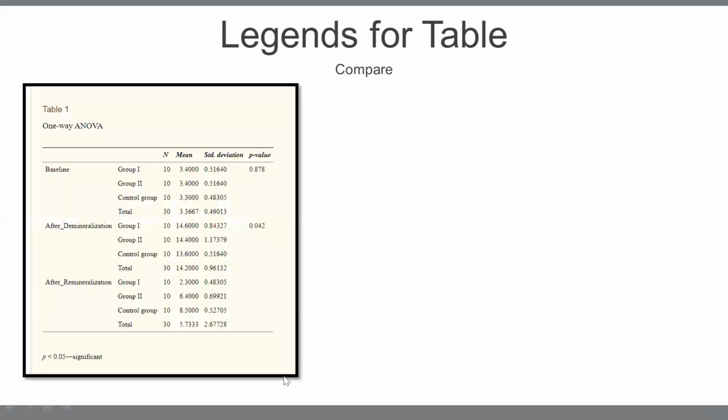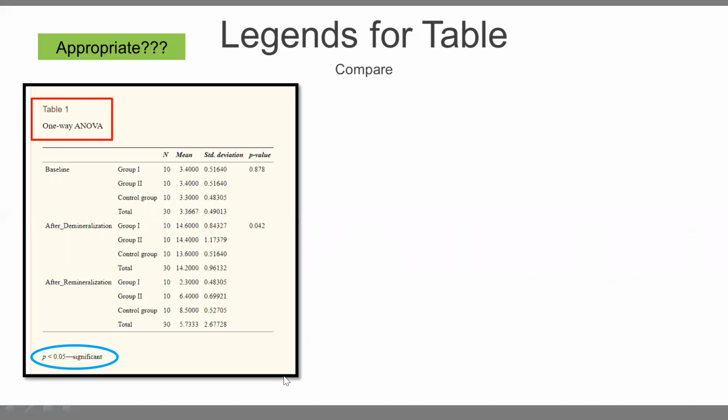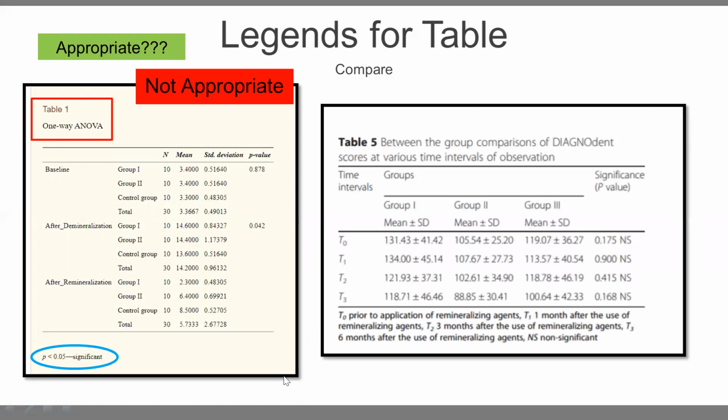So now let's compare. How is this? The legend, is it satisfactory? Is it an appropriate title, legend for the table? Here they have given a caption. Is it appropriate? No, it's not appropriate. Just giving the statistics as the title is not appropriate. This is not the legend. Let's see another example.